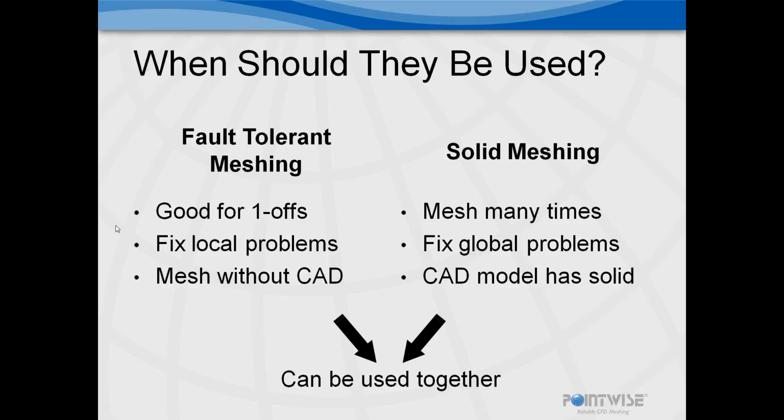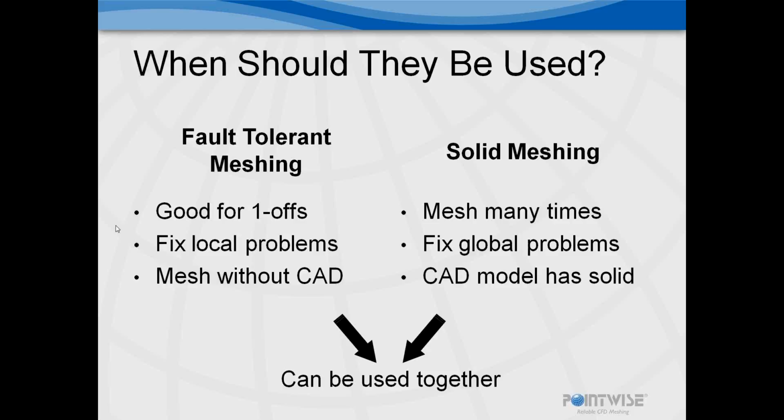Or, like I mentioned, you don't even need CAD to mesh. That's part and parcel with the fault tolerant meshing. If you're just doing, say, external flow problems where I'm just creating a box and I have just some flat boundaries, I can go right to the mesh and just create grid curves and create a surface mesh for that.